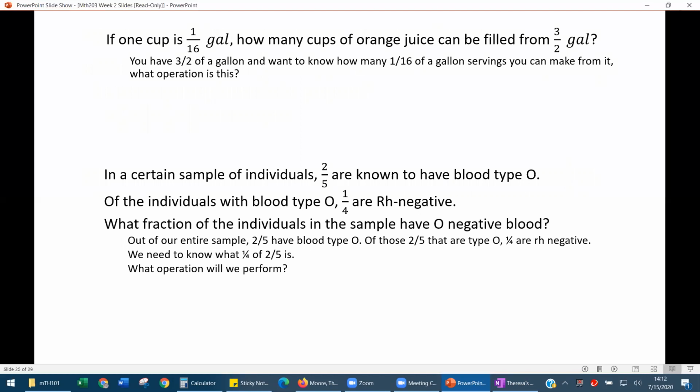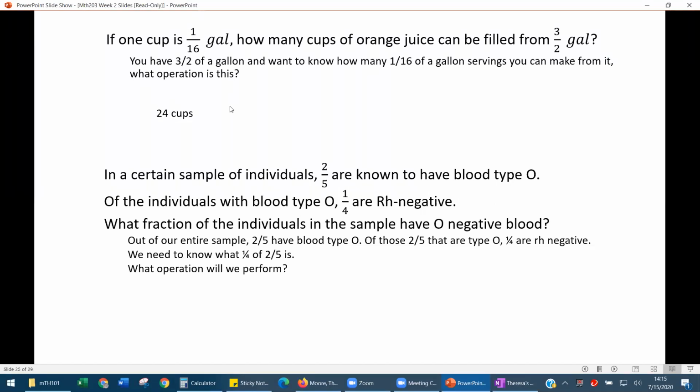Okay, so a couple more application problems. If 1 cup is 1/16 of a gallon, how many cups of orange juice can be filled from 3/2 of a gallon? So we have 3/2 of a gallon, and we're pouring it into cups, and each cup holds 1/16. Again, we have a larger portion, and we're creating smaller portions. We're dividing. So we want to know how many smaller 1/16 we can make from 3/2.